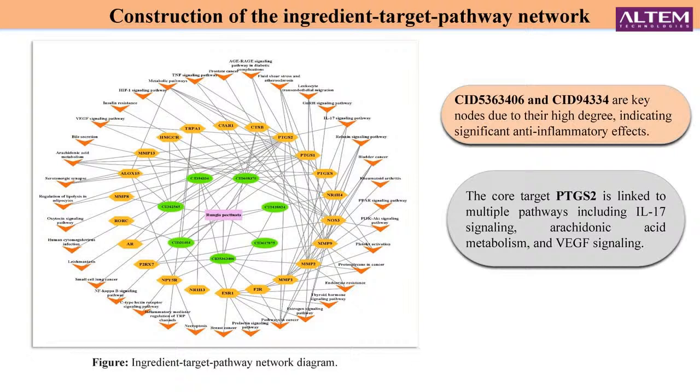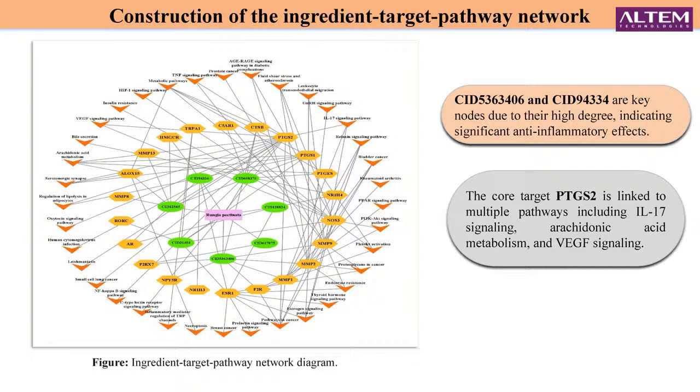This is the construction of the ingredient target pathway network. And as you can see, this was also done using the Cytoscape software, and a network graph was constructed. The nodes included 7 active ingredients of Rungia pectinata, 22 potential anti-inflammatory targets, and 36 signal pathways.